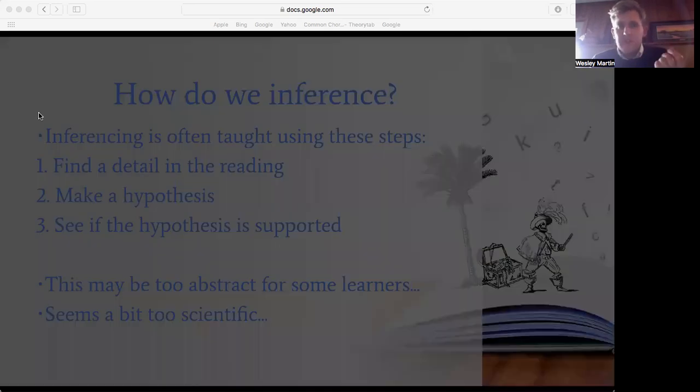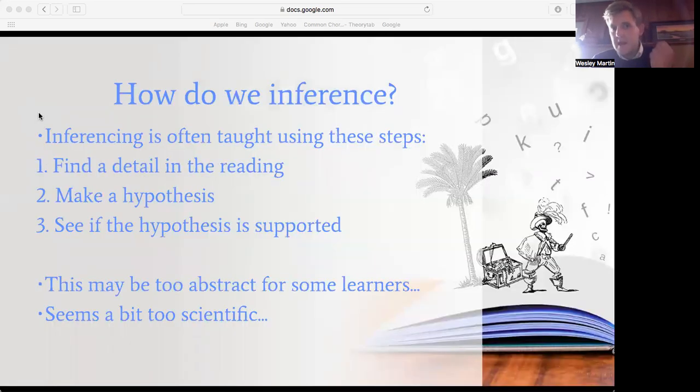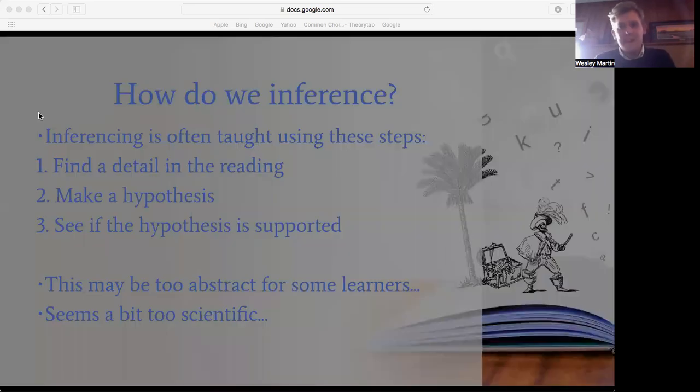And we usually teach inferencing using 3 steps. The first one is find a detail in the reading. The second one is make a hypothesis or assumption about that detail. And the third one is see if it's supported when you read on later in the text. But this might be a bit too abstract for some learners. It seems a bit scientific as well. It literally looks like the scientific method verbatim. And reading can be an art, right?